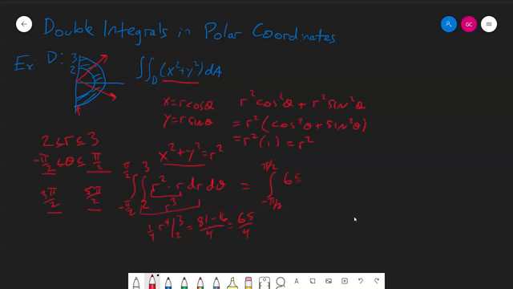And you still have to integrate with respect to theta. But since there's no theta here, you just get 65/4 of theta. And theta goes from negative pi over 2 to pi over 2. So 65/4 times pi over 2 minus 65/4 times negative pi over 2. And that ends up just giving you 65/4 times pi.